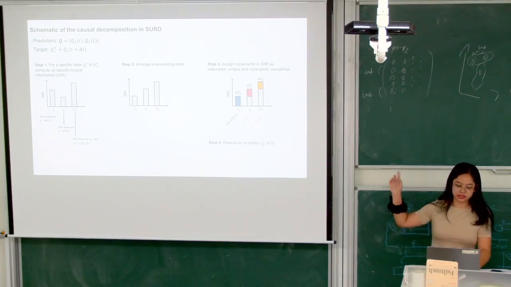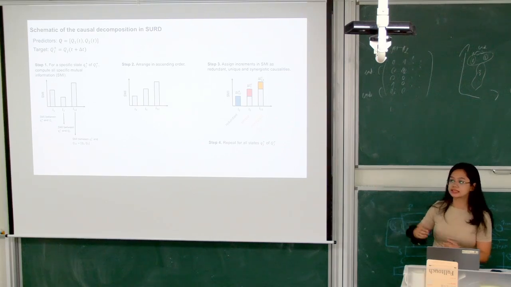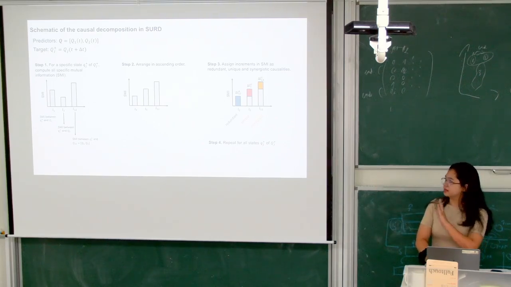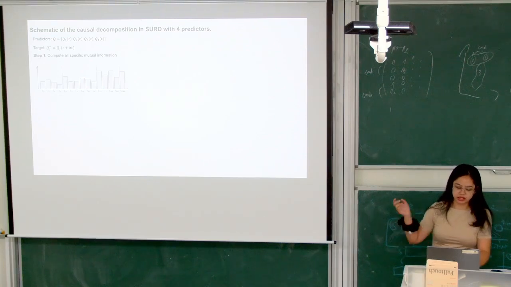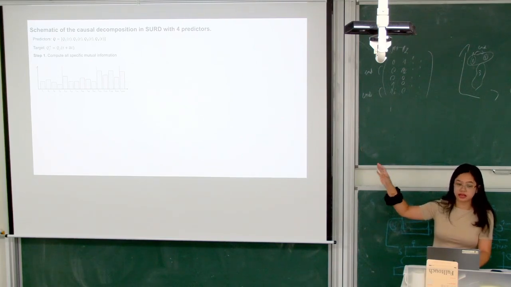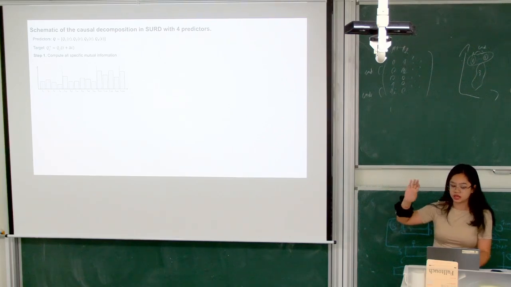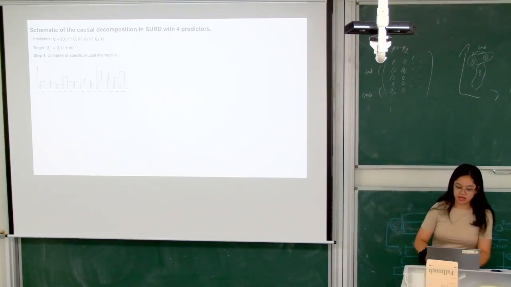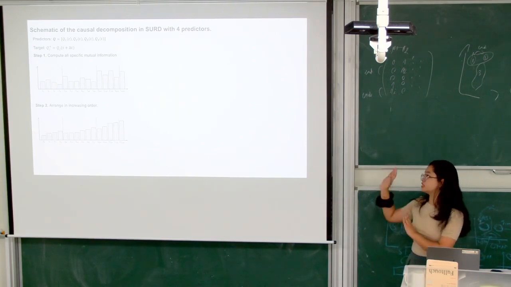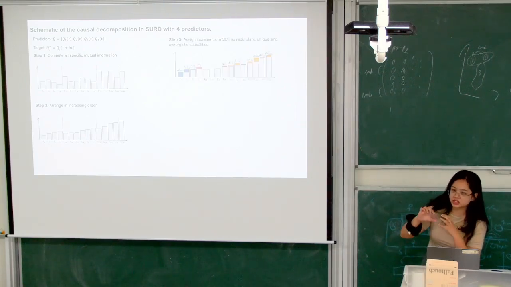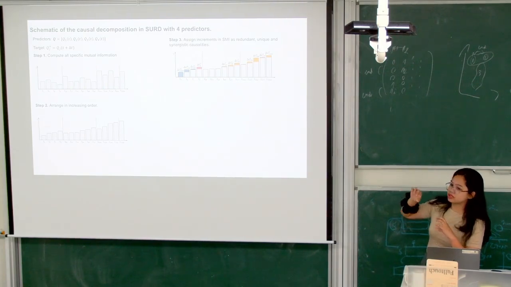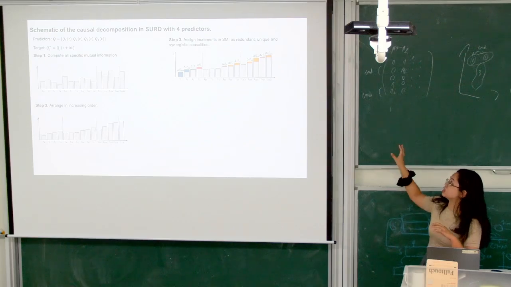And since we only computed it for just one state of the target variable, we have to repeat it for all states. So this is the simple version, but this was the illustration in the paper. They considered 4 predictors. So there are several cases for the specific mutual information. You have to compute all of it, and then again arrange it in the increasing order, and then assign each increment in order as the redundant, unique, and synergistic causalities.